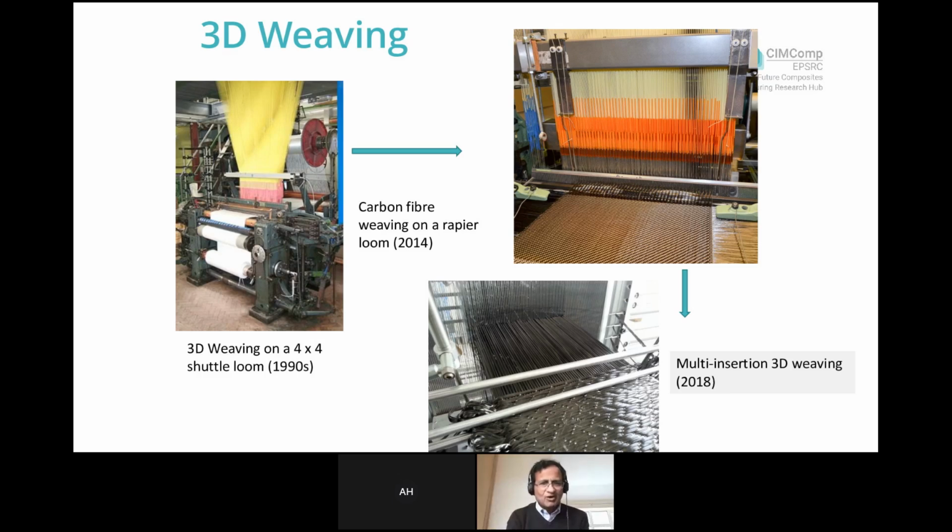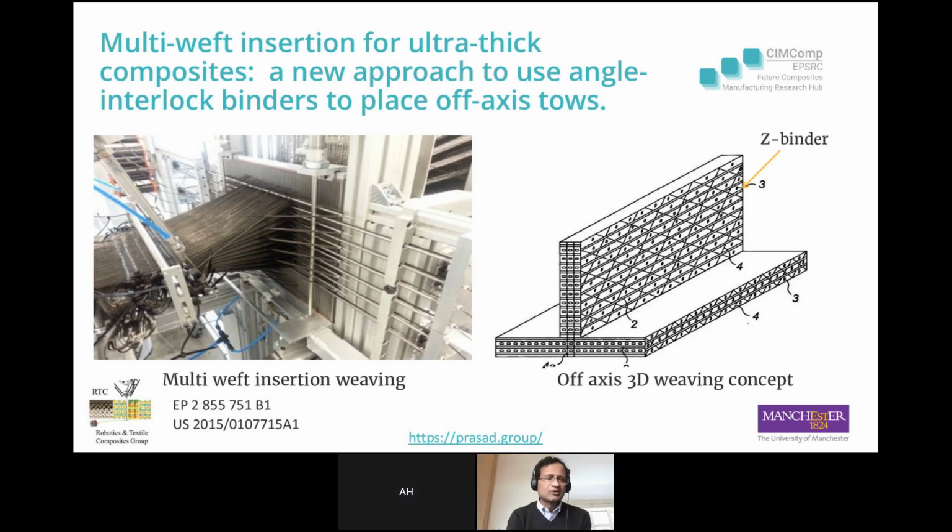That's when we started conceptualizing and developing a robotic 3D weaving process. That's what this slide shows, the multi-insertion three-dimensional weaving. This technology has been patented both in Europe and the US. This gives a combination of multi-insertion weaving. That means instead of building layer by layer, we can put up to 22 weft yarns simultaneously into the fabric, and we can also sculpt it. We can change the thickness, width, and so on and so forth.